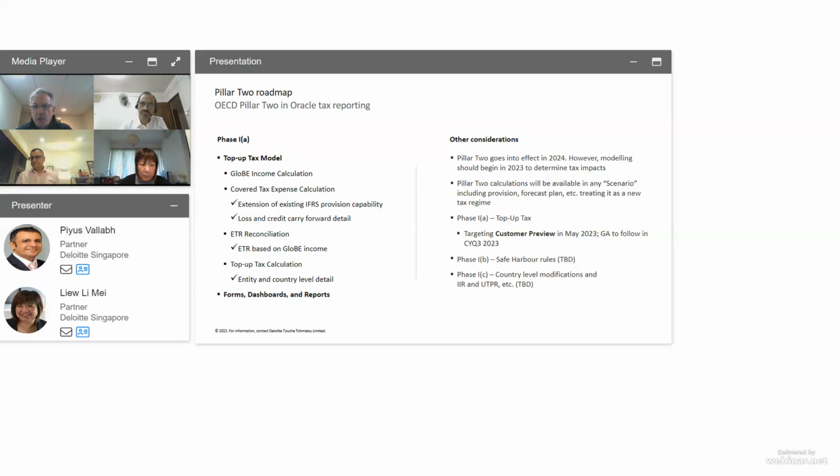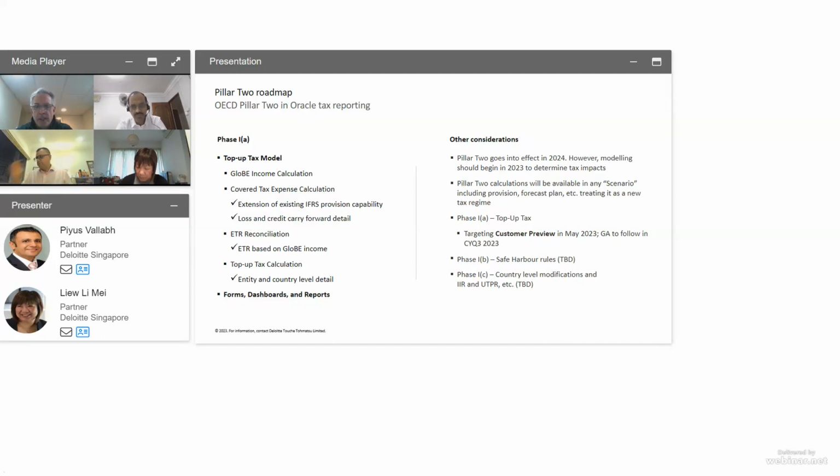Now, some of the other considerations in phase 1B, including the safe harbor rules, and then 1C, including country level modifications and the IIR and UTPR. They will follow later this year. In terms of timing of release of the top-up tax model, we have a customer preview going out in May 2023. And then a generally available release to follow before the end of calendar year Q3. So that would be September.